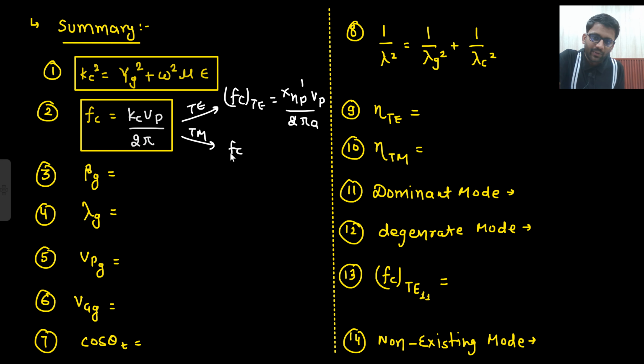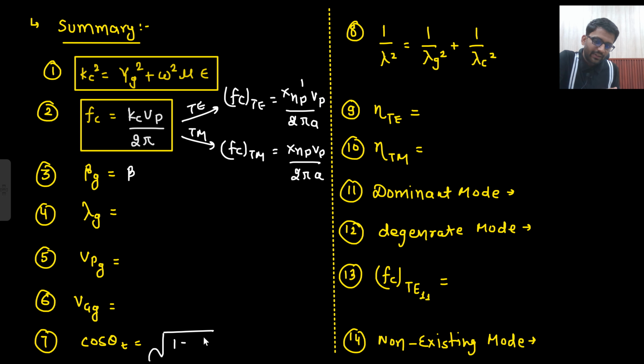And if I need to write it down for TM mode, then in TM mode E_z is existing, so directly I can write down divided by 2 pi a. What about beta g? Beta g will be beta into under root 1 minus (fc by f) whole square. But I know that my cos theta is under root 1 minus (fc by f) whole square. So better I will write down beta cos theta t, where theta t is the tilt angle.